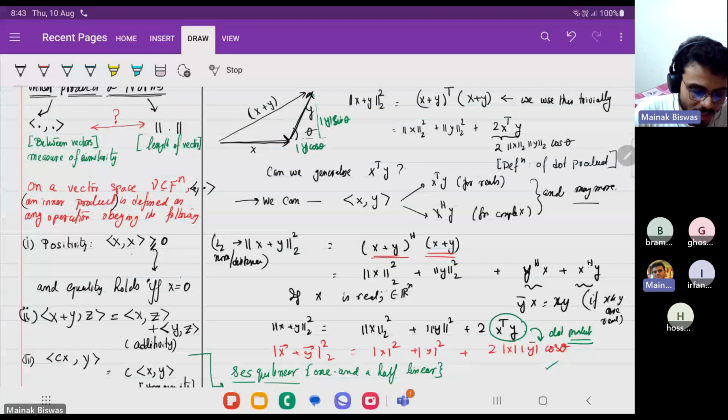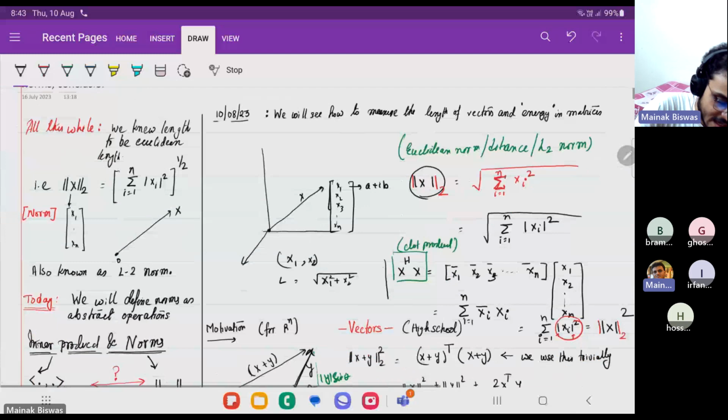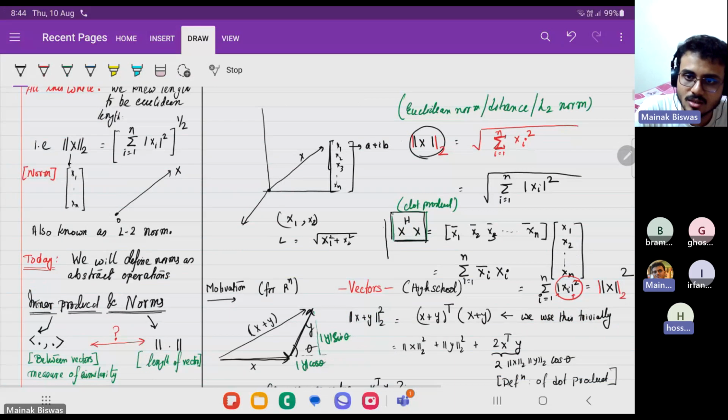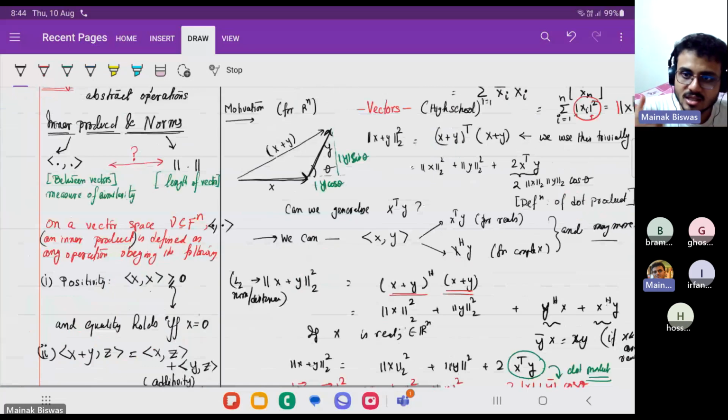Since you joined, I started with introducing what is called x Hermitian x or x transpose x. What is x transpose x? Do you agree that it is the sum of the squares of the elements? Yes. Do you agree that it is also equal to the length of the vector? Correct. So we are trying to relate this x transpose x to your old school days vectors, right?